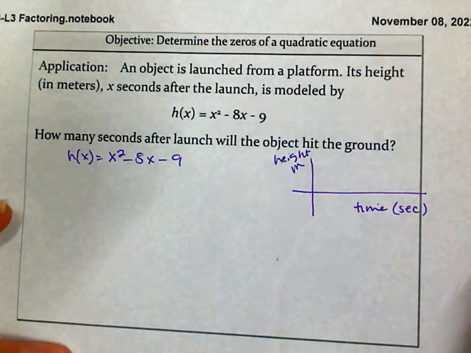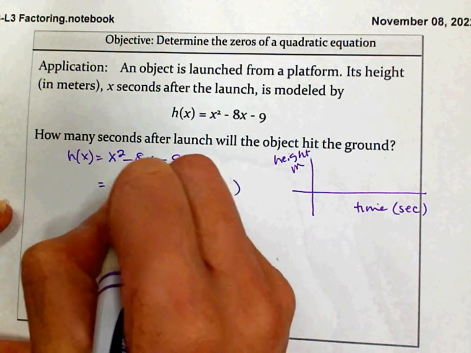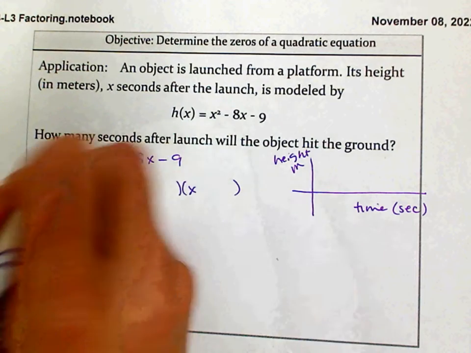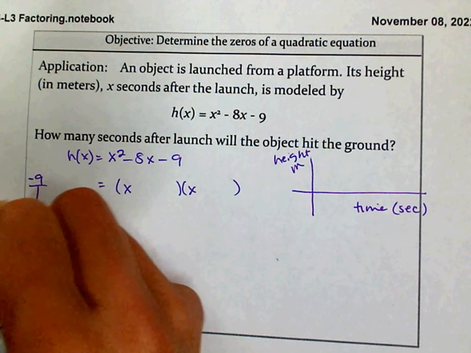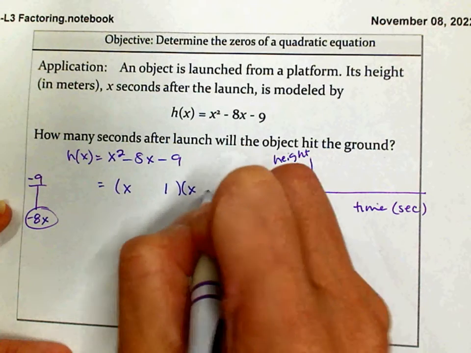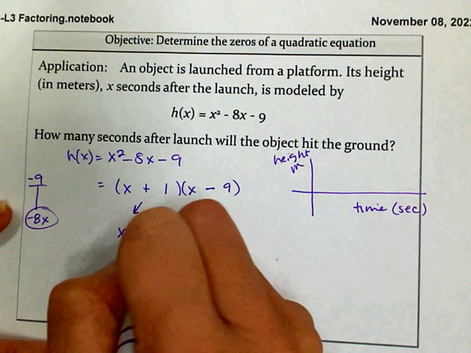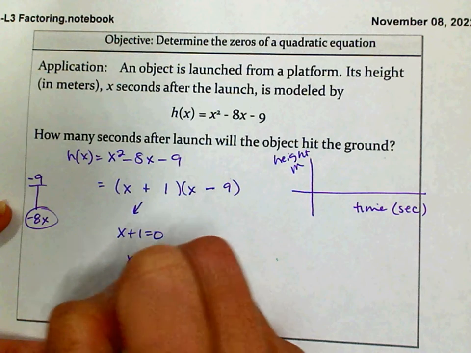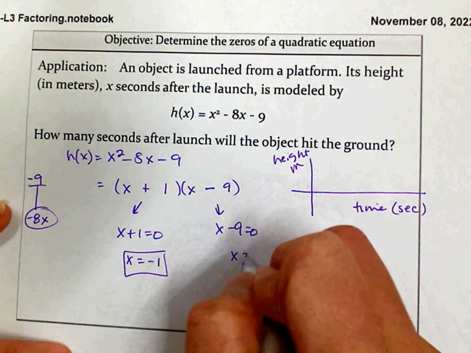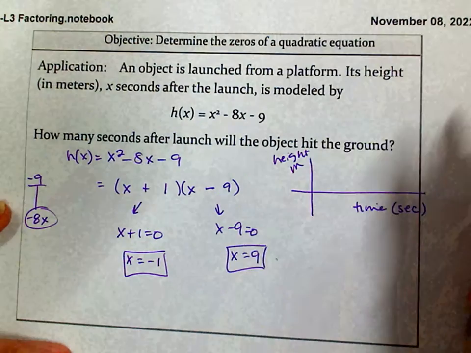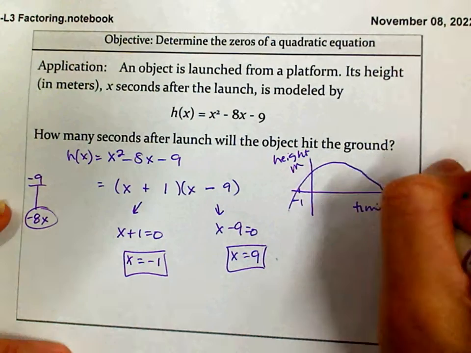So how would I solve for this? I am going to factor. Two numbers that multiply to give you negative 9 and subtract to give me negative 8x: 1 and 9, minus and plus. x plus 1 equals 0, x equals negative 1. x minus 9 equals 0, x equals 9. So here's negative 1 and here's 9, and here's my graph.